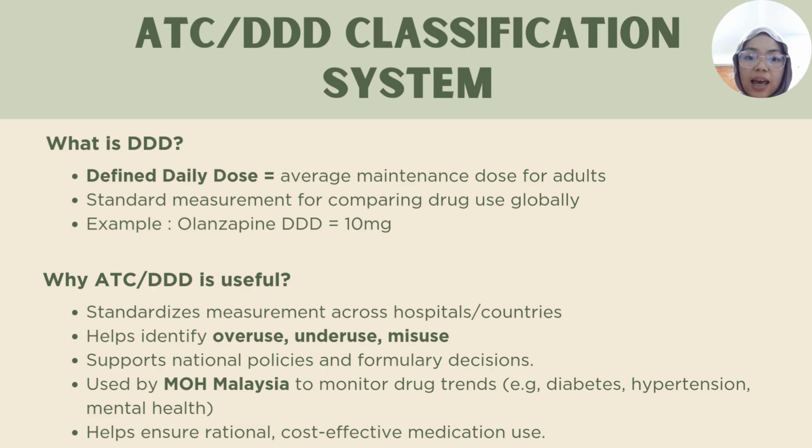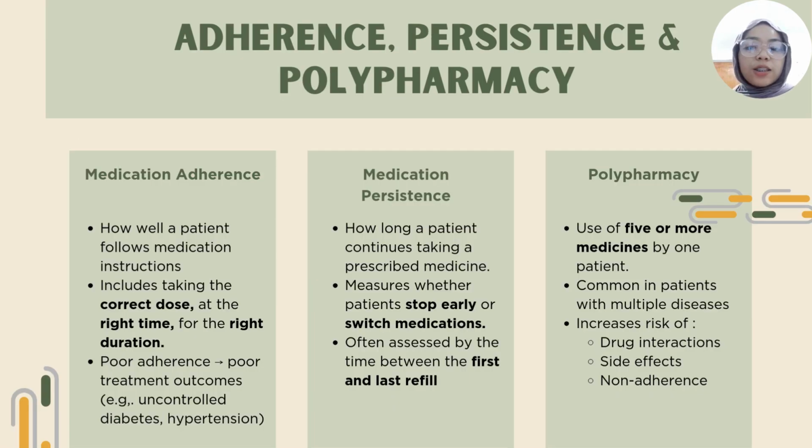And in Malaysia, MOH uses this system to monitor the drug trends for chronic diseases like diabetes and hypertension, and also mental health medications. The data is then used to decide the formularies, update the guidelines, and also plan the budget. So overall, DDD makes the drug measurement more accurate, while ATC makes classification more organized. And together, this system will give a clear and standard way to understand how medicines are being used in any country or healthcare system.